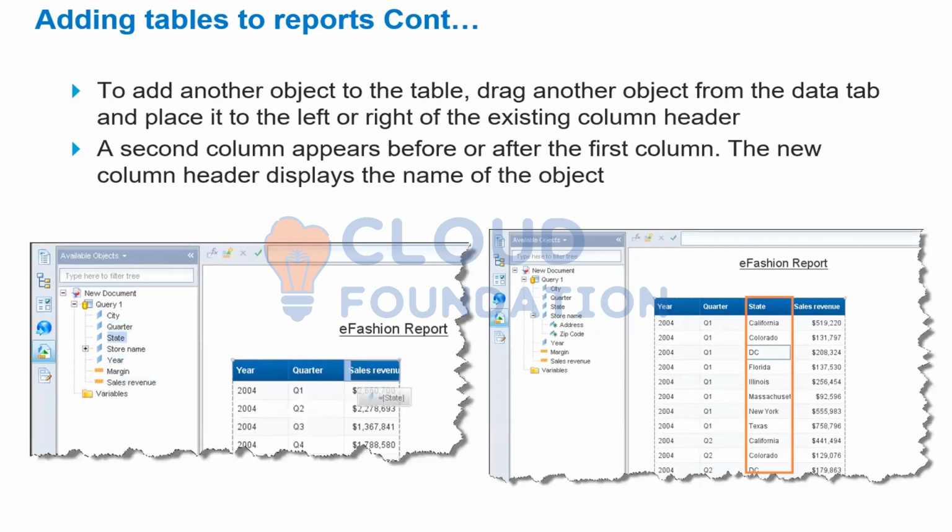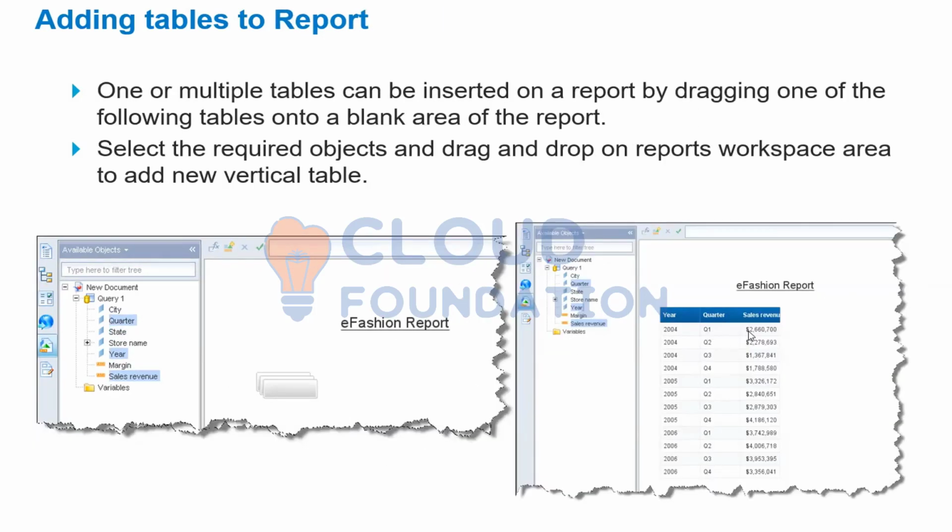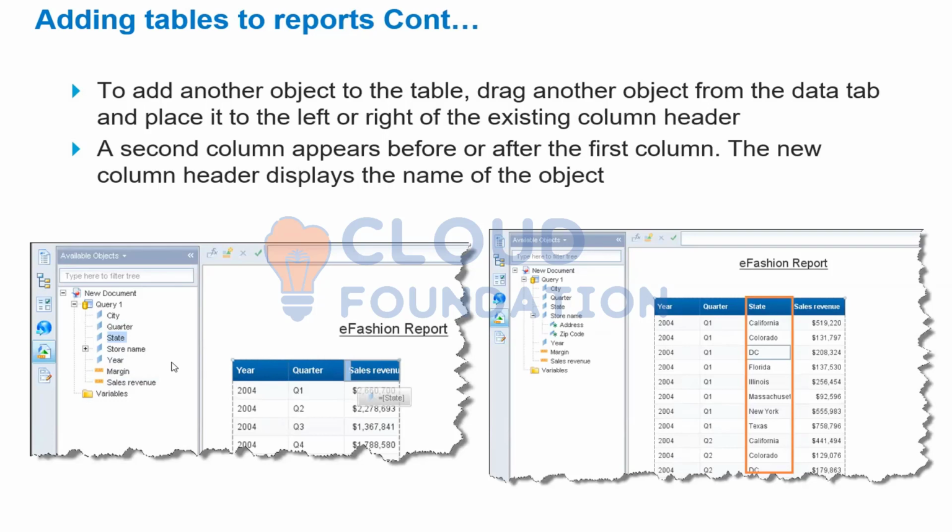So once we have selected year, quarter, sales revenue and kept them in the report, the table got formed. If we want to add any other object, like state, we can just drag it here and drop. When we can see this blue symbol, we have to drop, then we can see that state is getting included in the report.